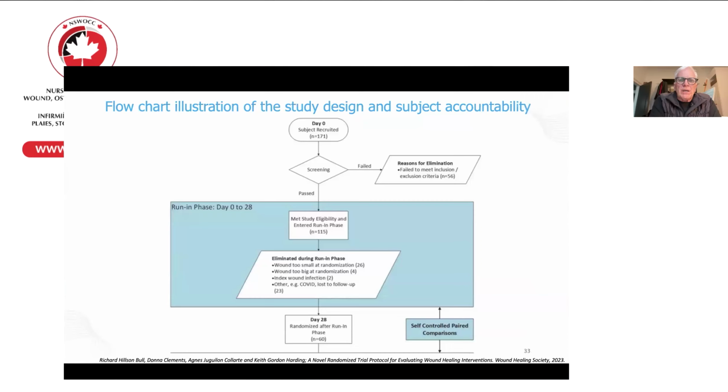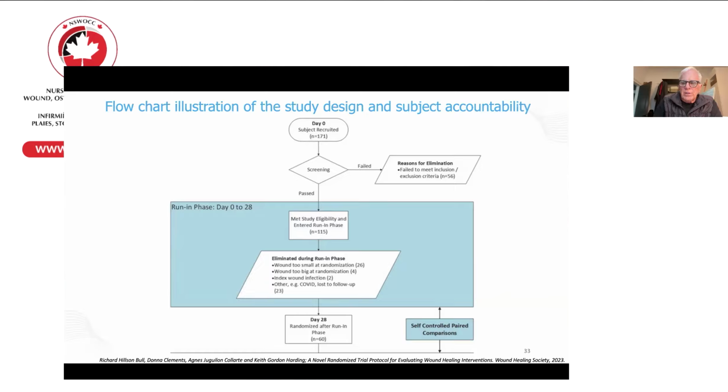I won't go into great detail on this slide, but in essence, the study consisted of two phases. The first is a run-in phase, from day 0 to day 28, or 4 weeks, where all of the patients were treated with standard of care compression therapy, and the level of healing in their wounds was monitored throughout this. After that 28-day period, they were randomized to either continue with standard of care compression or to continue with standard of care compression plus the muscle pump activator. And that carried on for another 28 days.